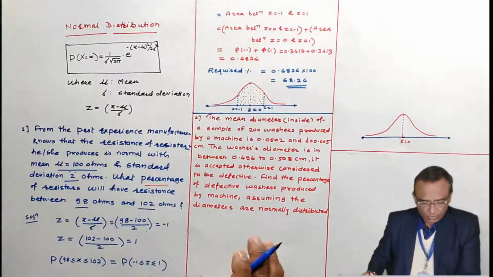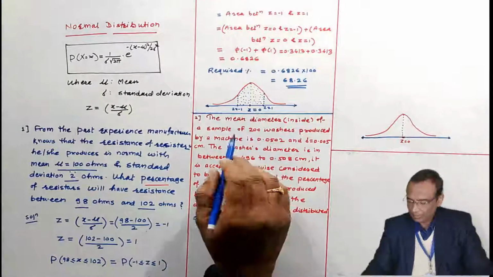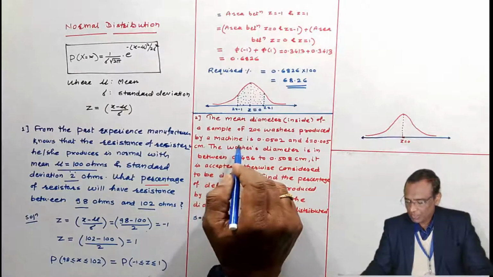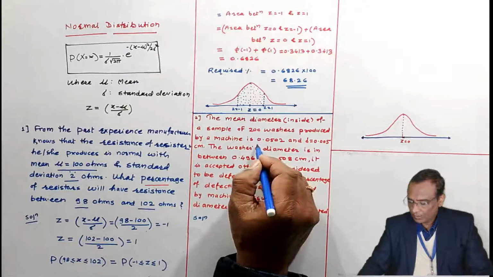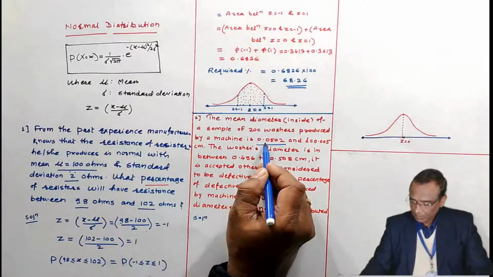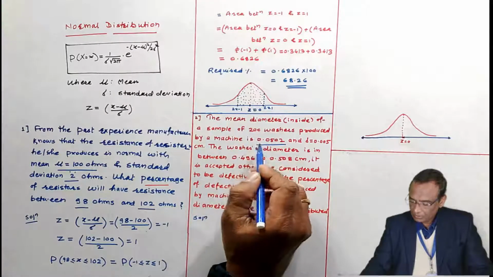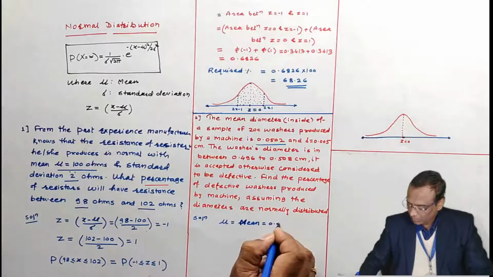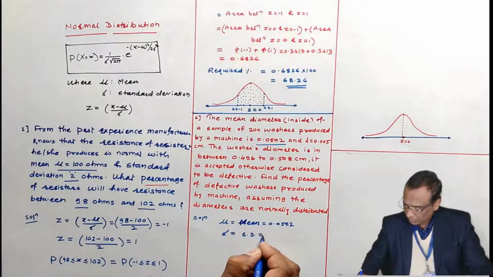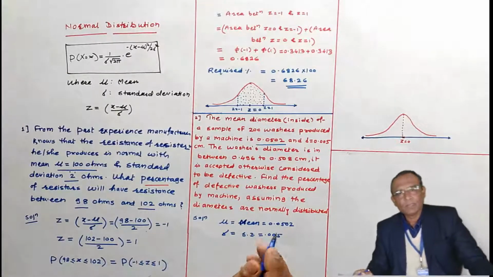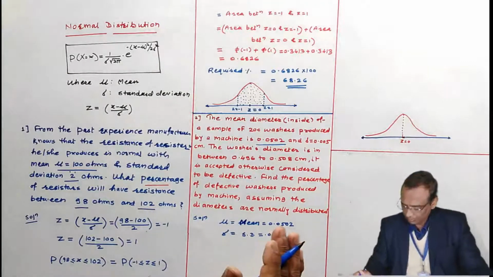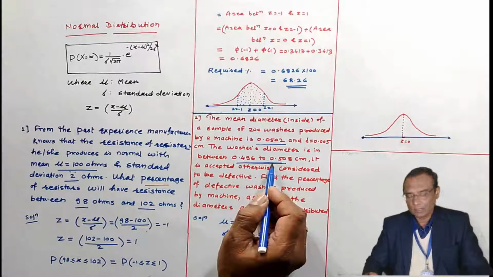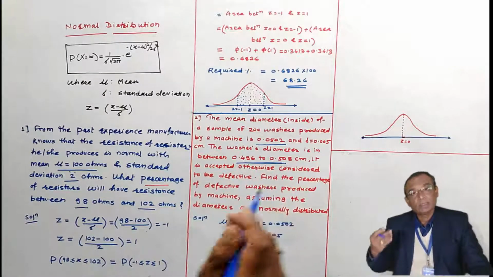Same problem we are going to discuss, but see, in this problem, the mean diameter of the sample of 200 washers produced by a machine is 0.0502. Mean is 0.0502. Standard deviation is 0.005. These two values are always given in a normal distribution problem. Now, if the washer's diameter is in this range, then it is accepted. Otherwise, it is considered to be defective.